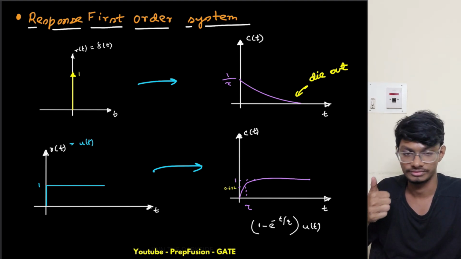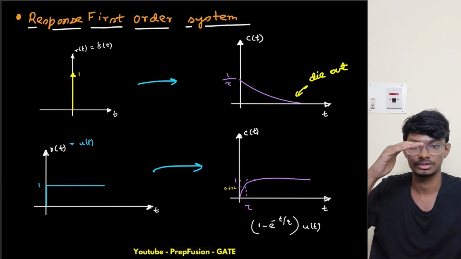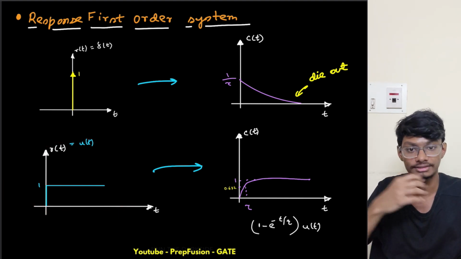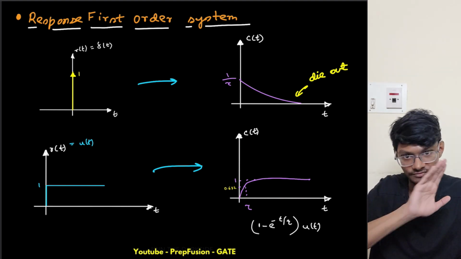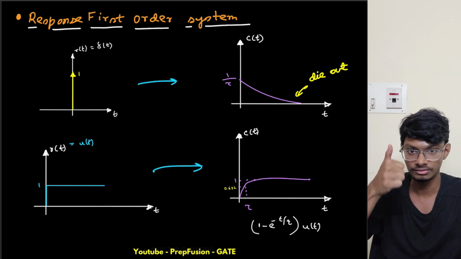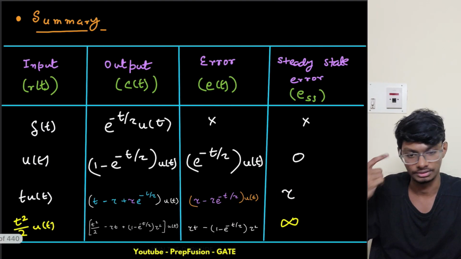Okay, then for first order, I remember that. Then what will happen? The step response will be some exponential, then it will reach steady state. You remember that from graphs. This is basic, right? A first order system is simple RC, so you can relate it with a simple RC, and there you can derive all this, right?